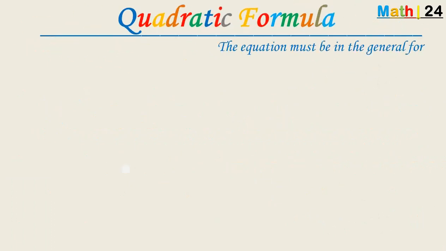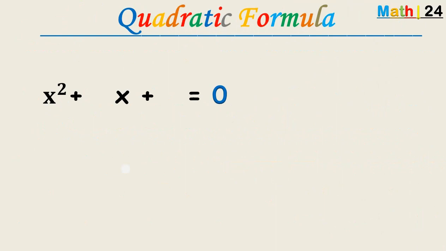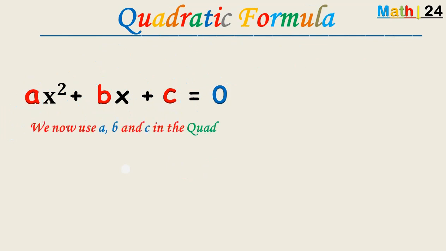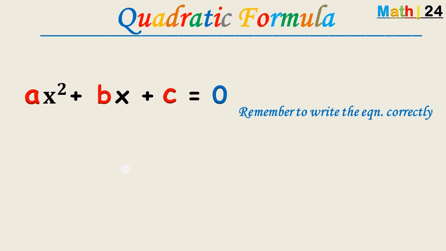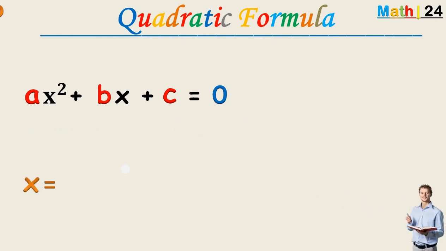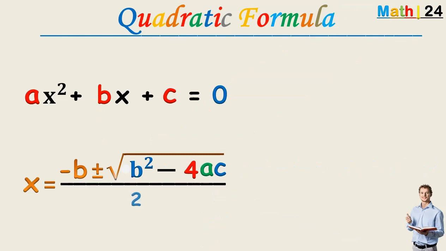To use the quadratic formula, the equation must be in the general form: ax squared plus bx plus c equals 0, where the values of a, b, and c are constants. We now use these constants a, b, and c in the quadratic formula, and you must remember to write the equation correctly. The equation states that x equals minus b plus or minus the square root of b squared minus 4ac, all over 2a.